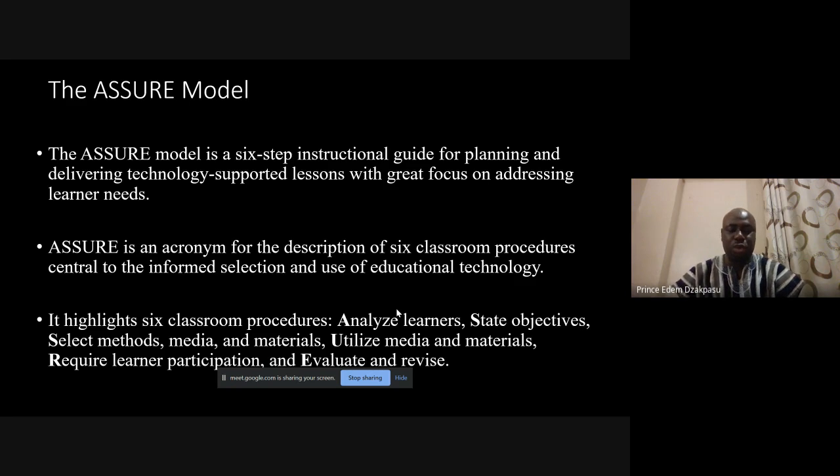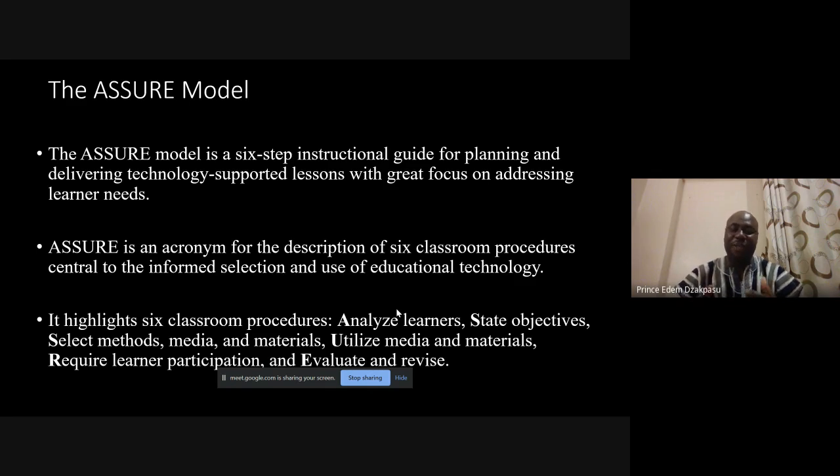You need to select your media and your materials. So the selection takes care of media, methods, and materials. Then the U is after selecting your methods, media, and materials, you may want to use, in fact, you will have to use the media and the materials.